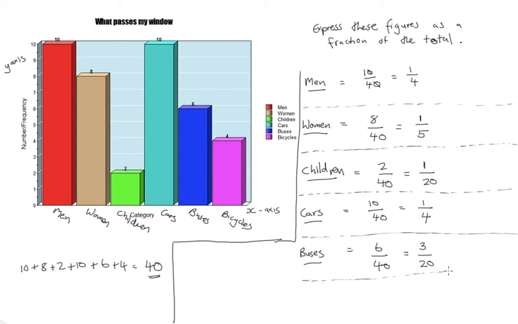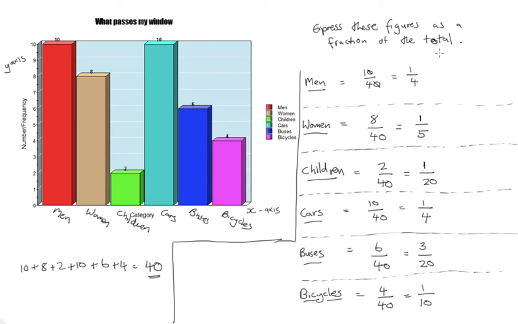And the last one is bicycles. Okay. How many bicycles were there? 4 over 40. Nice. We know this is going to be easy. So can we divide 4 by itself? Of course we can. 4 divided by 4 is 1. 40 divided by 4 is 10. So 1/10 of the things that we counted were bicycles.